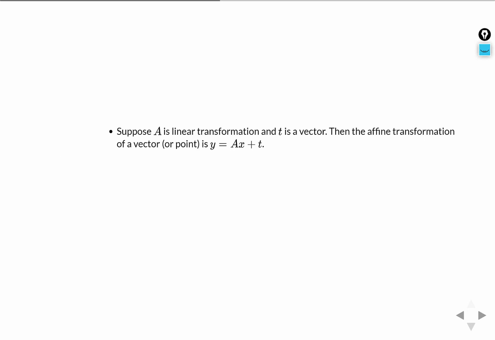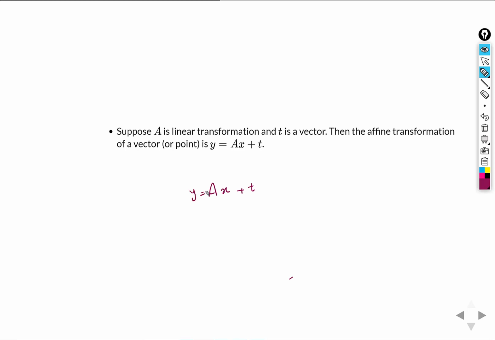Suppose A is a linear transformation and T is a vector. The affine transformation of vector x is by first applying our linear map to x, which is a matrix vector multiplication, and then applying the translation. This will give us a new vector y, which is a transformed version of x.